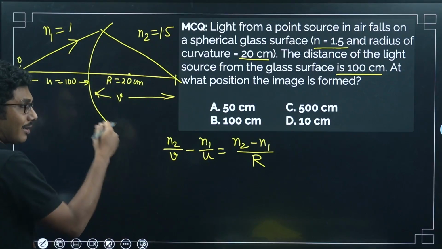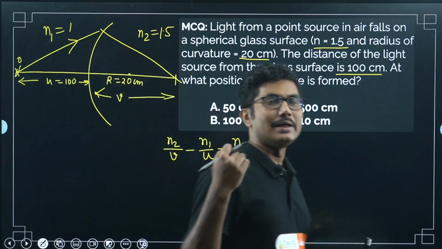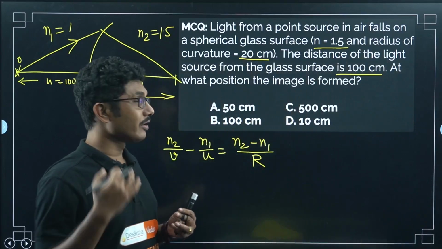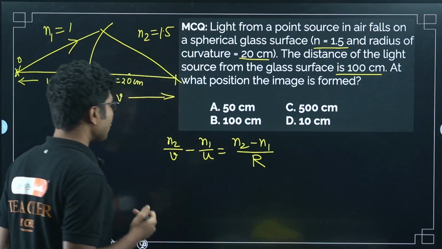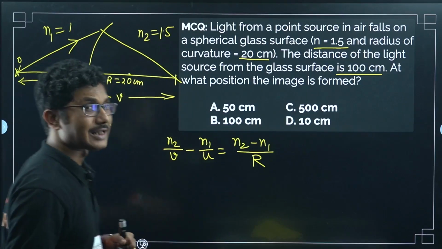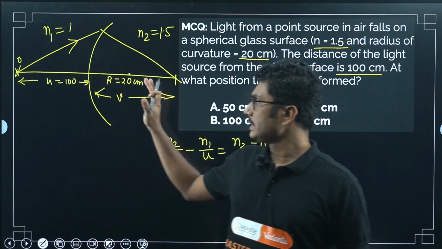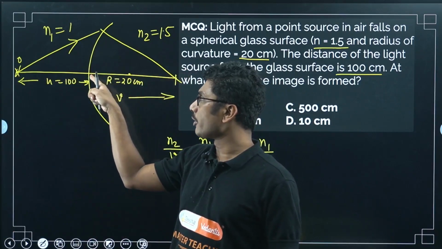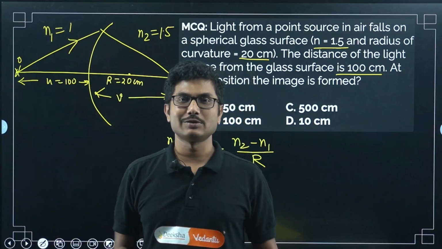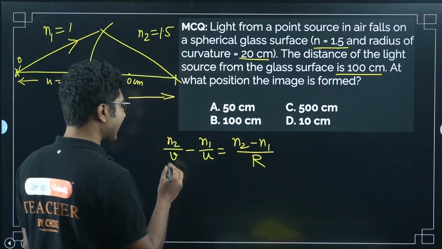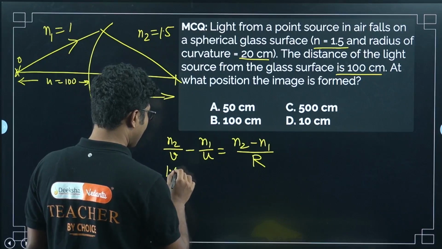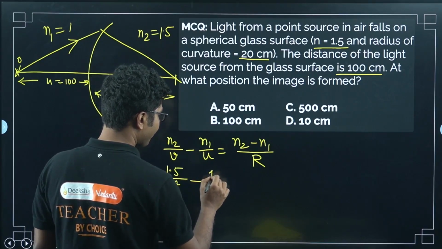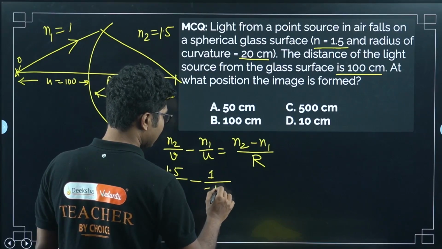Now U is on our left hand side, so as I said while doing the sign convention, that whenever you are using any kind of refraction or reflection equations, there you have to use the sign. Now tell me what is the sign of U. U is along negative x-axis, right? This is positive x-axis, this is your origin, and this will be negative x-axis. So as always U will be negative here. So N2 is 1.5, V we don't know, and N1 is 1 and U is minus 100.